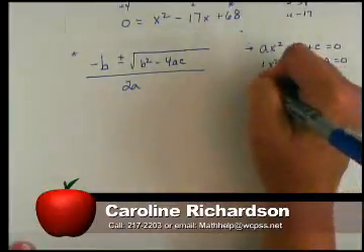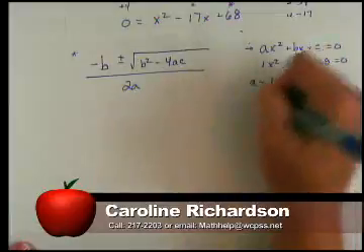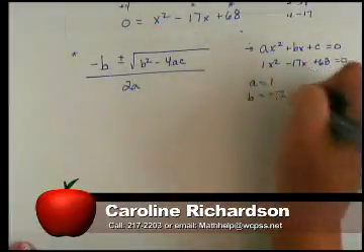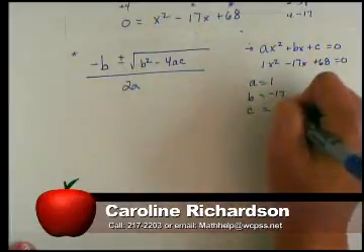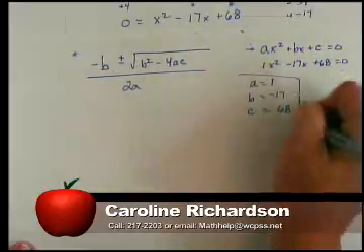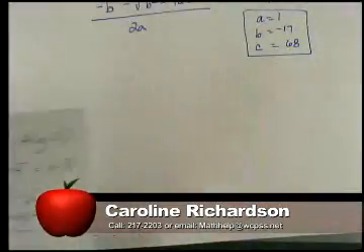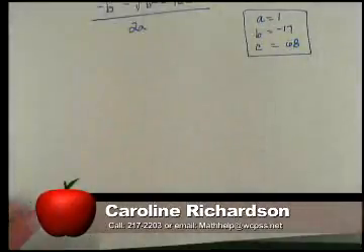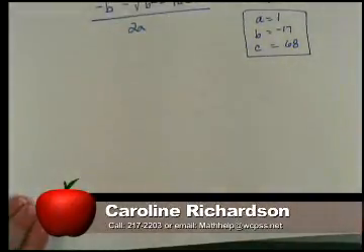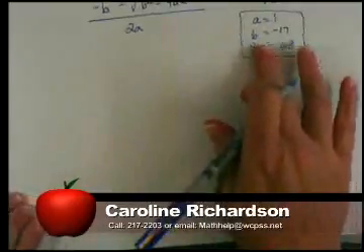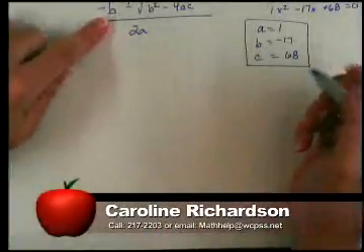Let's get our ingredients straight. A equals 1, b equals negative 17, and c equals 68. Get your ingredients straight so you don't have to keep running back and forth. If you were making cookies, would you just keep running back and forth to the pantry? Well, you might, but you shouldn't, okay? So we get everything out on the counter ready to go. So now we start substituting in.